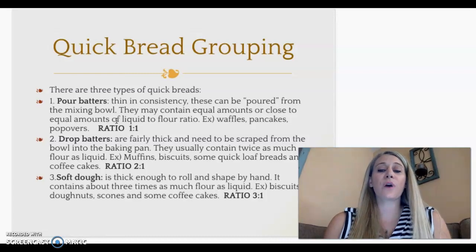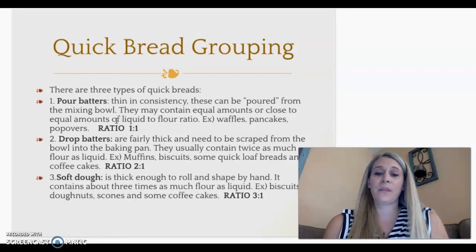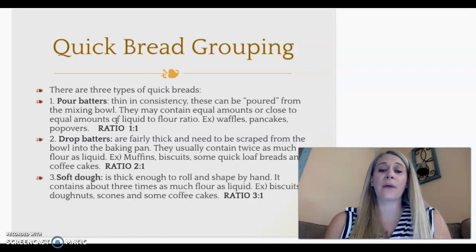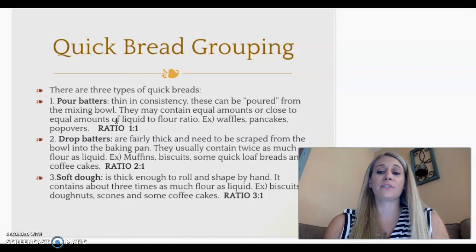The third one is your soft dough. Now, a dough is different than a batter because it is much thicker. This one you can actually put on a countertop or a cutting board, roll it out or press it out with your hands, and then cut it into different shapes. This is a lot thicker and has 3 times as much flour than liquid. So that's your 3-to-1 ratio. These could be biscuits, donuts, and scones, and some coffee cakes, but most often coffee cakes are a drop batter.